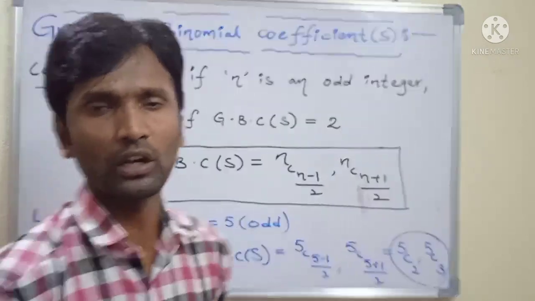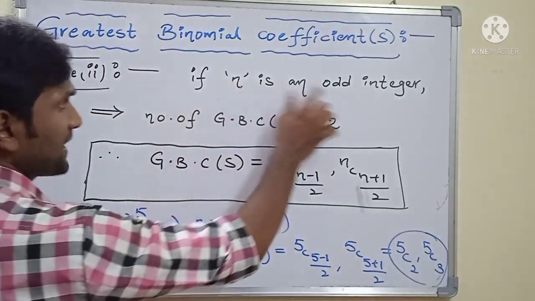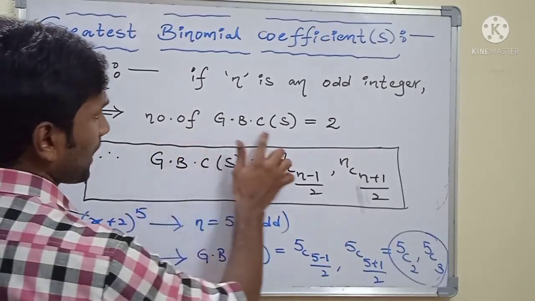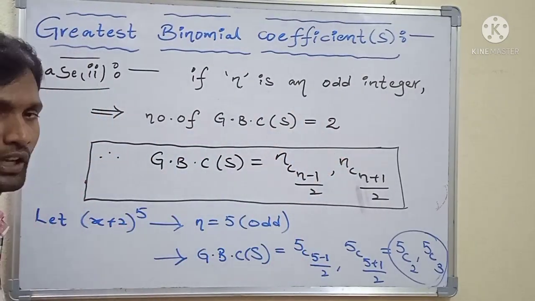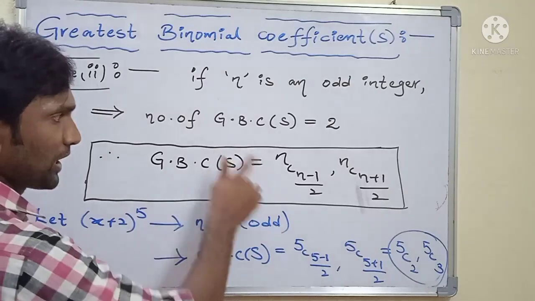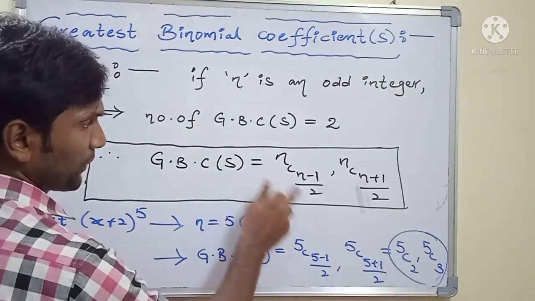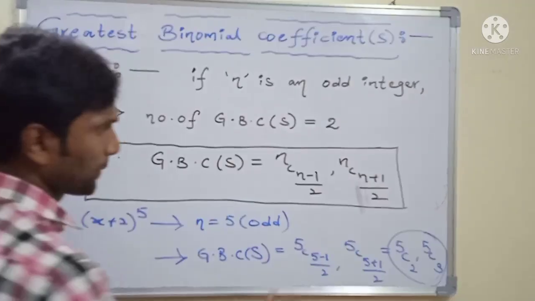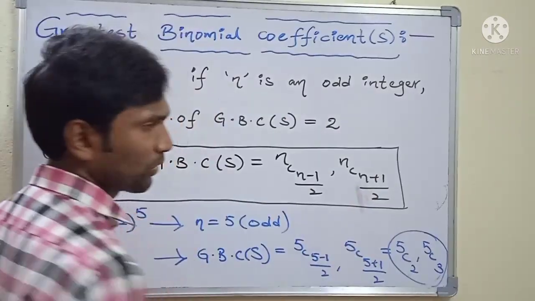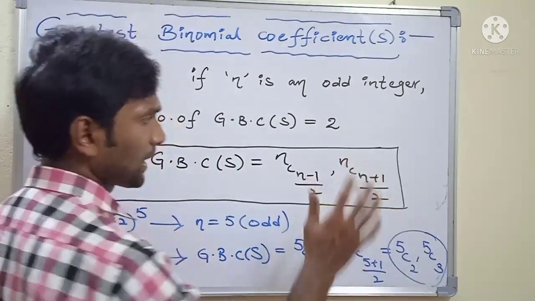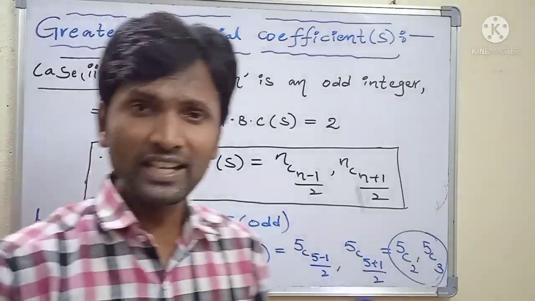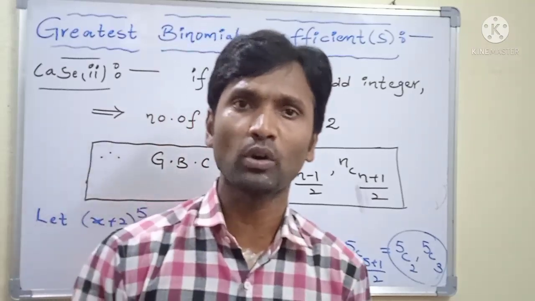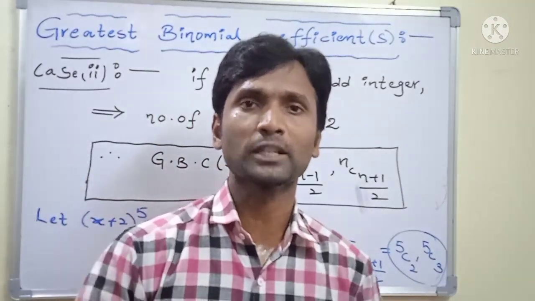So finally we conclude that if n is an odd integer in the given binomial expansion, the number of greatest binomial coefficients equals 2. For finding them, we have a direct formula. The first greatest binomial coefficient is nC(n-1)/2. The second greatest binomial coefficient is nC(n+1)/2. So this is the concept of identifying the greatest binomial coefficients of the binomial expansion.